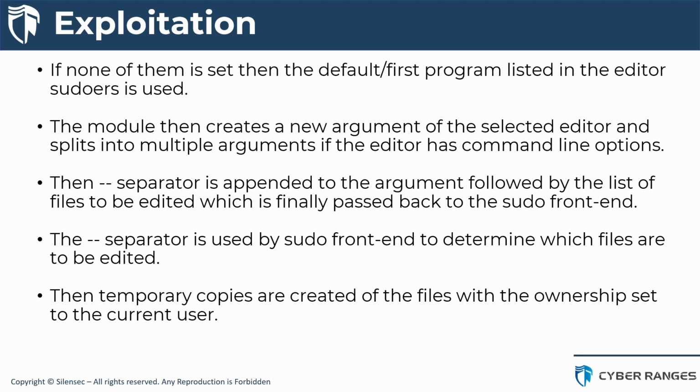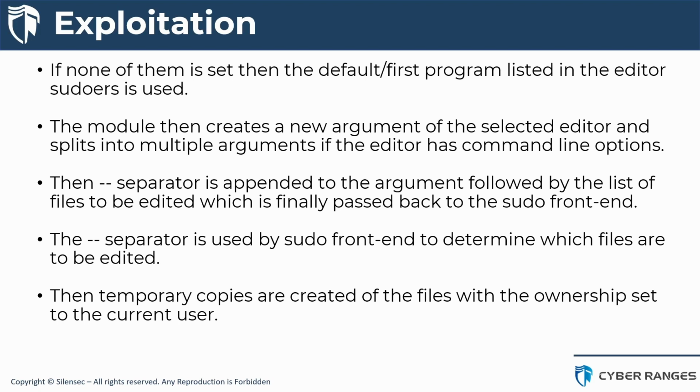The module then creates a new argument of the selected editor and splits it into multiple arguments if the editor has command line options. The double hyphen separator is appended to the argument, followed by the list of files to be edited, which is finally passed back to the sudo front end. The double hyphen separator is used by the sudo front end to determine which files are to be edited. The temporary copies of the files that you would like to edit with Sudoedit are created with the ownership set to the current user.